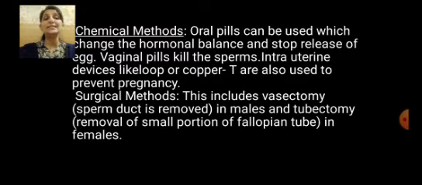The last method is the surgical method. The surgical method is a permanent method of sterilization, which does not allow pregnancy to happen once it is done. There are two types of surgical methods: vasectomy and tubectomy. Vasectomy is the method in which the sperm duct is surgically removed in males. Tubectomy is the surgical removal of a small portion of the fallopian tube or oviduct in females. This is a permanent method to stop pregnancy, and it is an irreversible method.